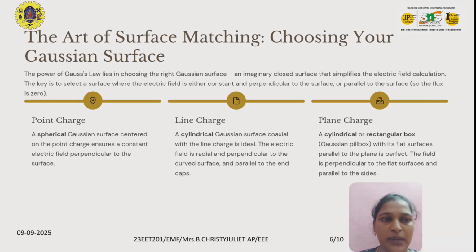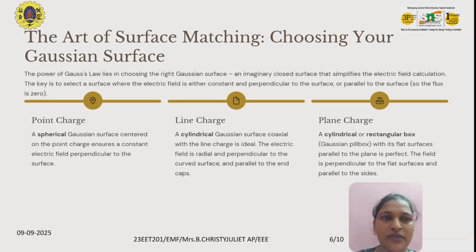If it is a plane charge, that is a surface charge, then we can simply assume a cylindrical surface or a rectangular Gaussian surface, which is a pillbox surface. Through that rectangular box surface we can apply Gauss law, because the field for that pillbox is perpendicular to the flat surface and parallel to the sides. So based on the charge distributions, we can choose the right Gaussian surface.